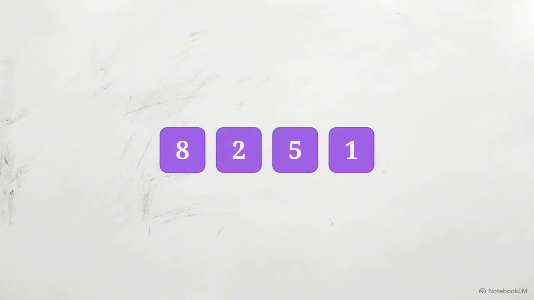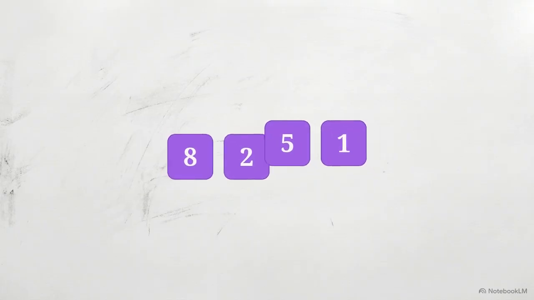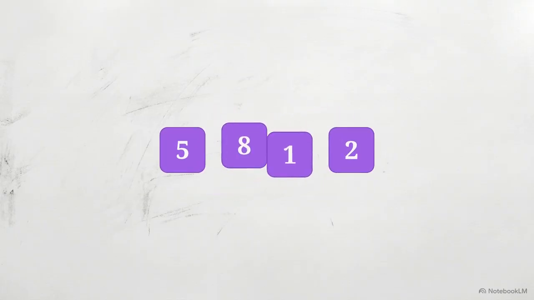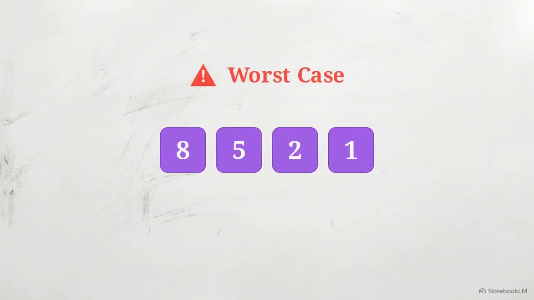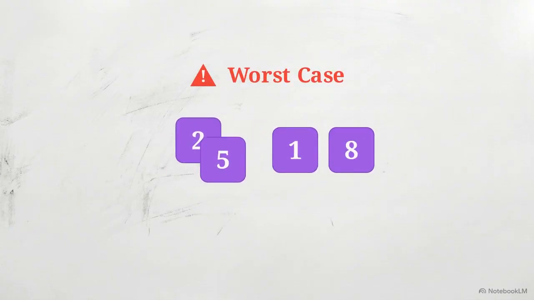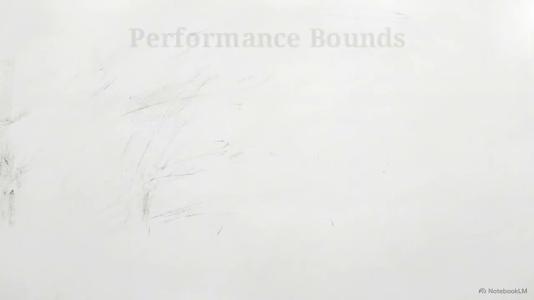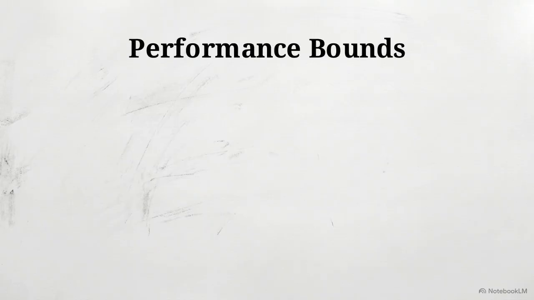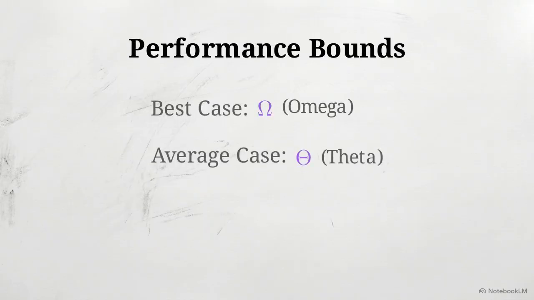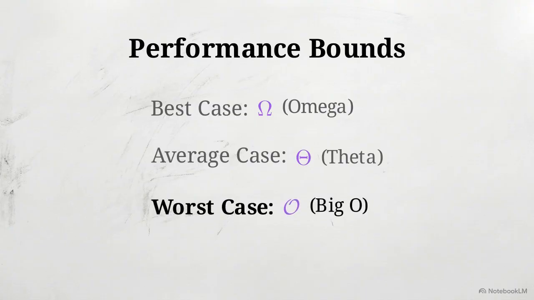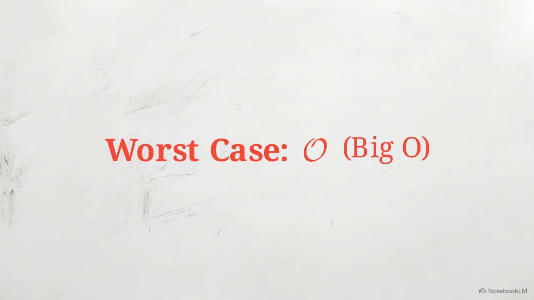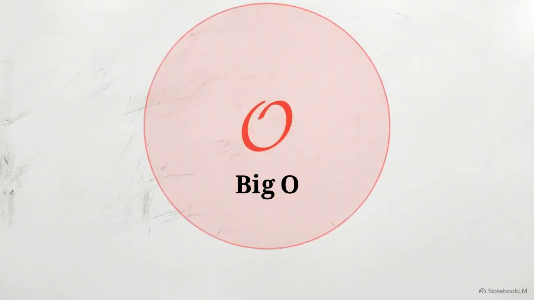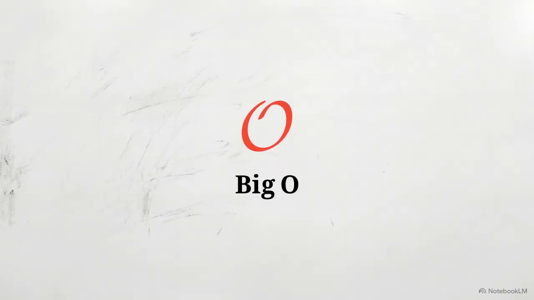Now imagine writing an algorithm to sort a list of numbers. The time it takes will change depending on the data we feed it. If the list is already in perfect order, the program barely has to do any work. If it's completely backward, the code is forced to execute the maximum number of steps. There are 3 performance bounds: the best case, omega, the average case, theta, and the hardest scenario, big O. We exclusively design for the worst-case scenario, ensuring the program won't crash under maximum pressure. That's why we focus heavily on big O notation.